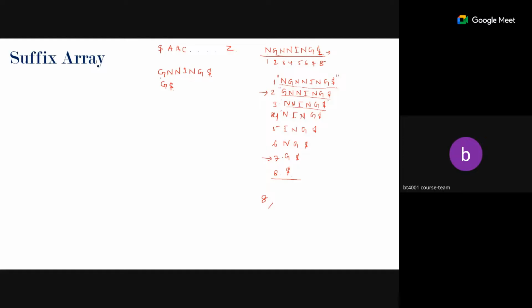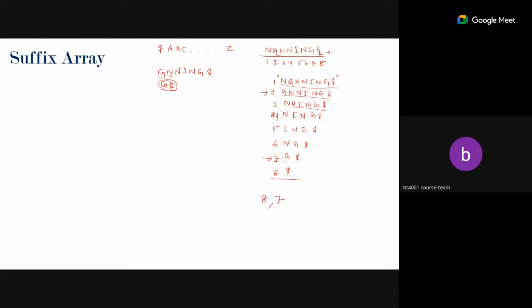Okay. So now the first letter is the same, so we'll go to the second letter. The second letter is N and dollar. As I already explained, dollar will come first. So that's why G dollar will come first. What is G dollar? The name of this G dollar, we are using 7. So 7 will come first and hence we'll write 7.